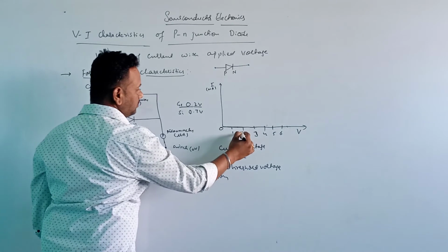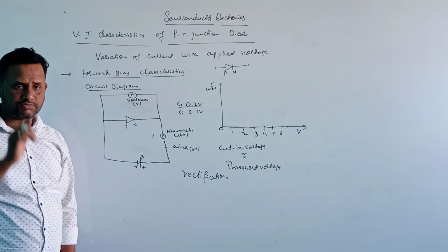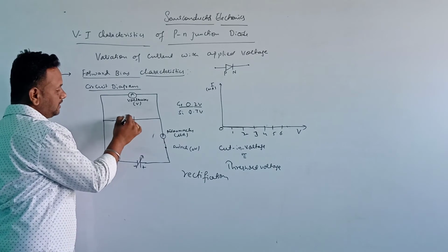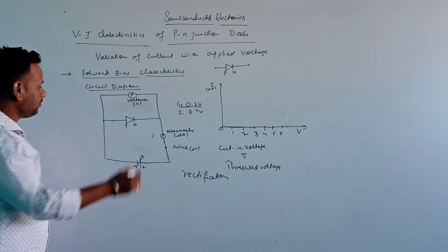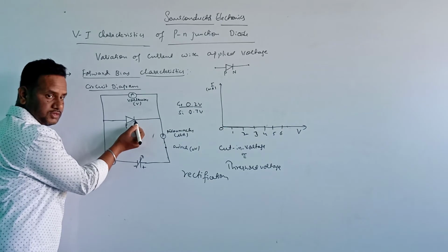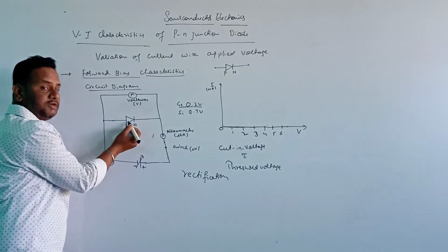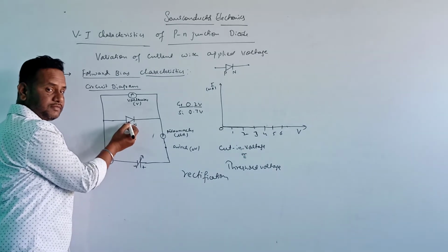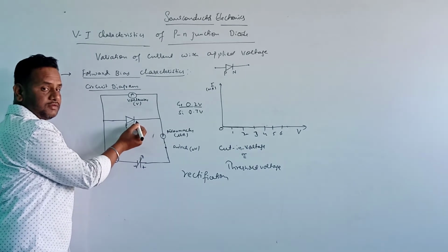in the beginning the current in the diode is very small. It is very small because of the flow of minority charge carriers from p region to n and n region to p. Now the majority charge carriers in n region are electrons, and in p region the majority charge carriers are holes, and the minority charge carriers in p region are electrons, and the minority charge carriers in n region are holes.